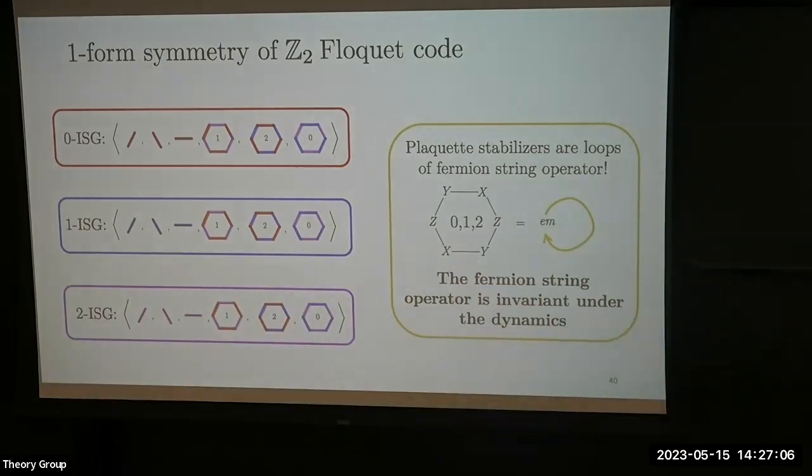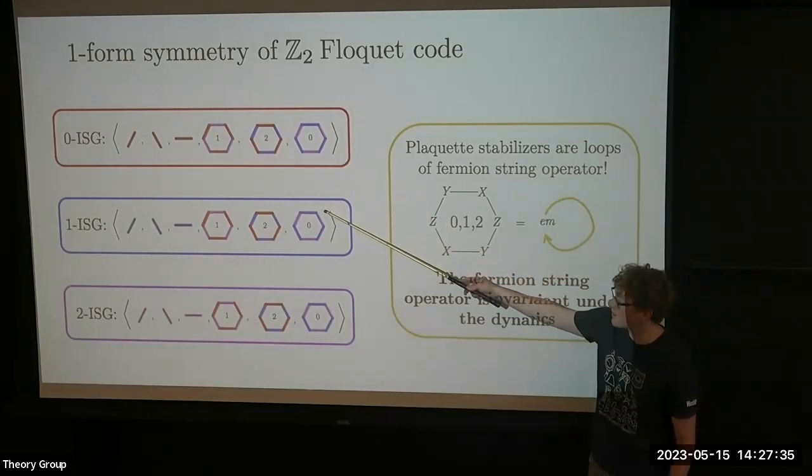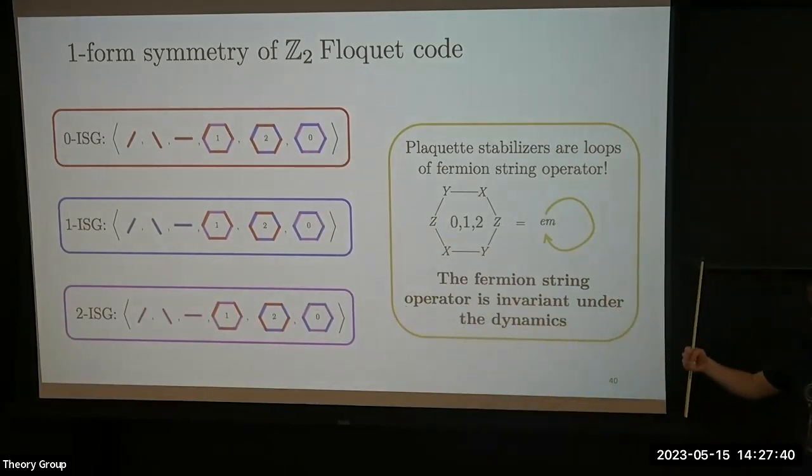Intuitively, these plaquette stabilizers are tiny loops of emergent fermion string operator. So we have a one-form symmetry generated by loops of emergent fermion string operator. We can construct twist defects if we have this one-form symmetry. Moreover, what this one-form symmetry tells us is that there's a string operator for that emergent fermion that is a valid string operator for each of these instantaneous stabilizer groups simultaneously. We can create fermions using the same choice of fermion string operator.